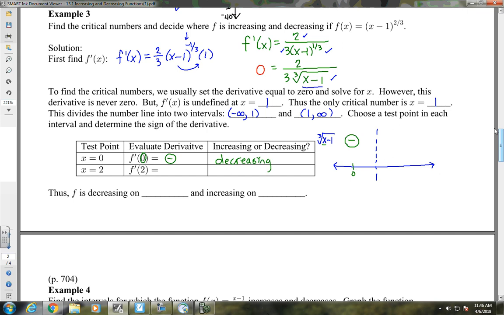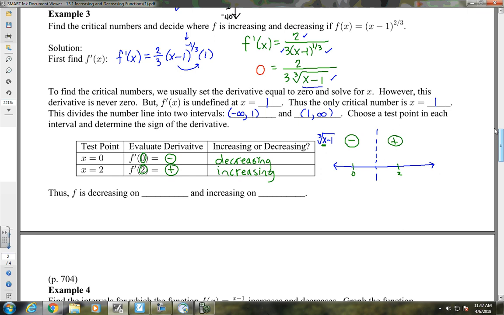Now, let's choose a test point to the right of 1. Remember, you can pick anything to the right of 1. You can pick 45 million if you want to. That's kind of hard to calculate, so how about we use test point 2? When I plug 2 in for x, I end up evaluating the cube root of 2 minus 1. That's the cube root of 1, which is positive 1. So my derivative is positive on this interval. That means the original function is increasing, okay?